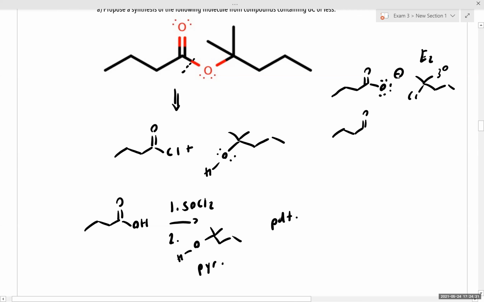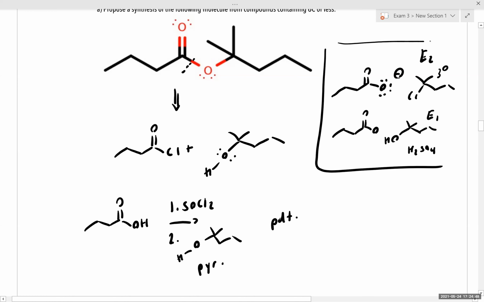And by the same token, if you try to do a Fischer esterification with sulfuric acid or any strong acid, for example, you'd likely see E1. You'd see more elimination than productive esterification. And that's why these two routes are not viable. Does that explanation make sense? Any questions on this example?